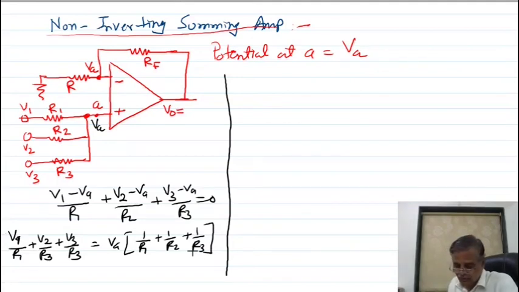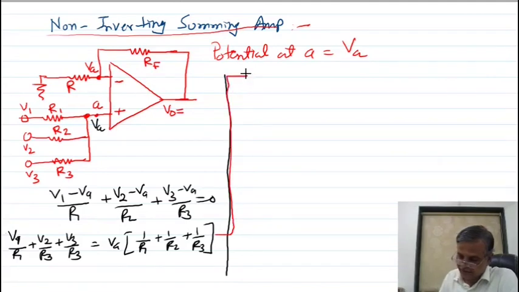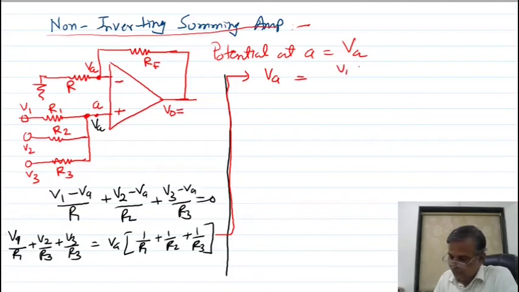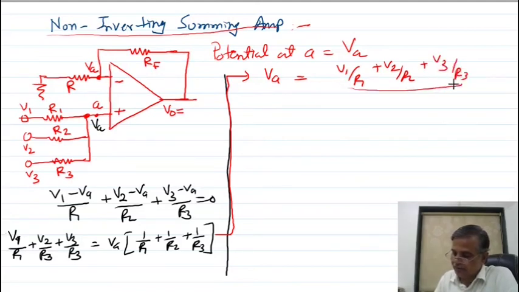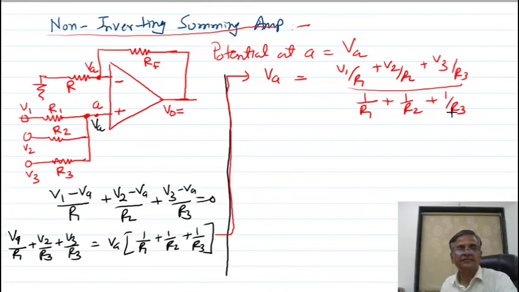Okay. Or I can write this; I am taking this here. I can write VA is equal to V1 by R1 plus V2 by R2 plus V3 by R3 upon 1 by R1 plus 1 by R2 plus 1 by R3. Let us find the VA potential. Very easily you can find the VA potential.